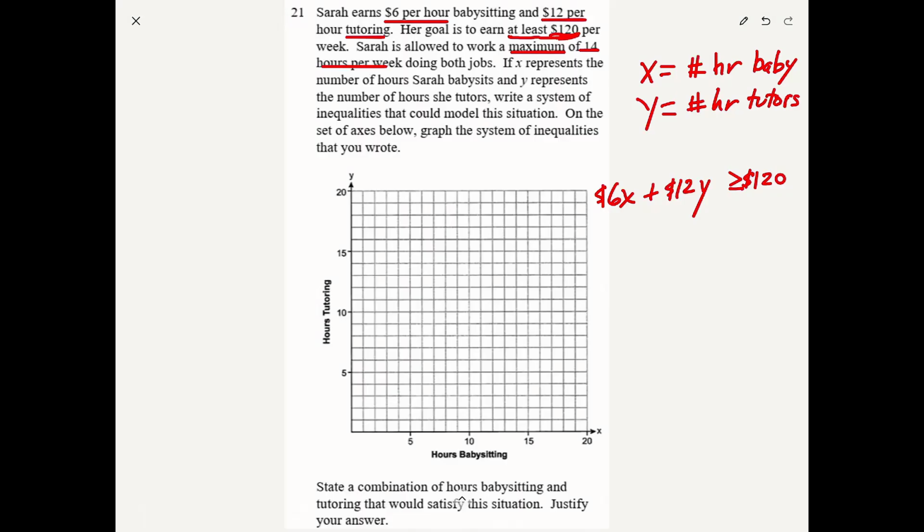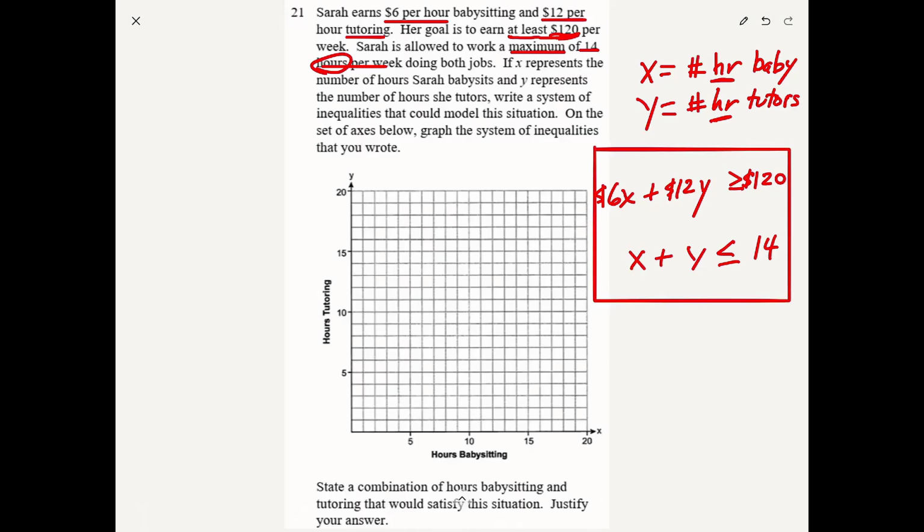Now, our next one, the units are just hours. So we know that she can only work 14 hours max. So this is going to be X plus Y has to be less than or equal to 14. She can work less than 14 hours, she just can't go over 14. That's why it's less than or equal to. Now, this is just the system of linear inequalities. It's going to have a Superman S area, and that's where our solutions are going to be.